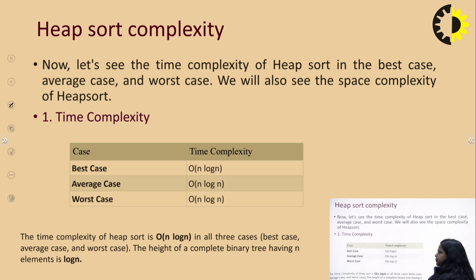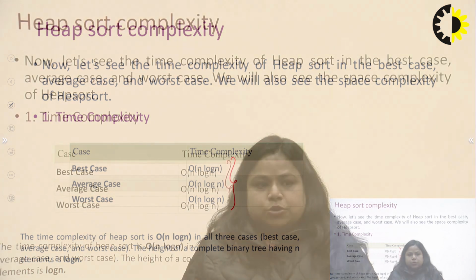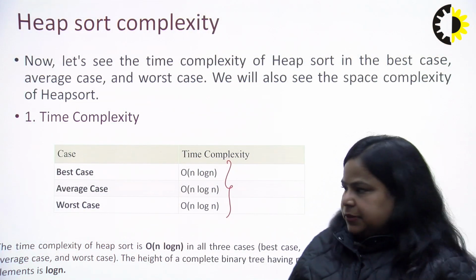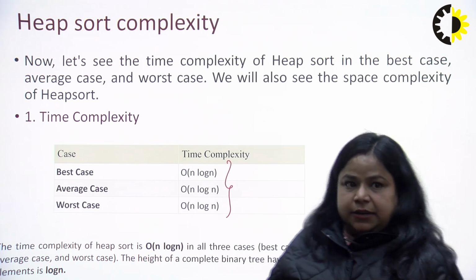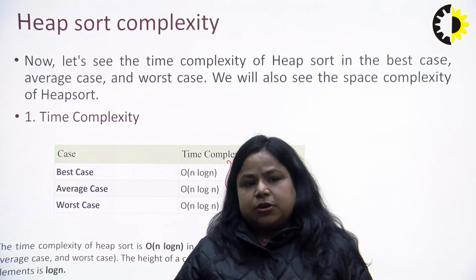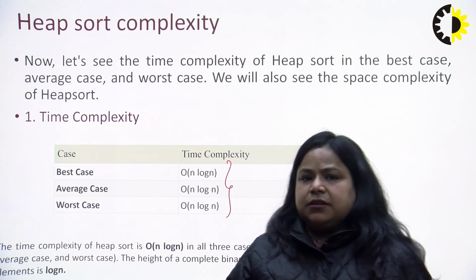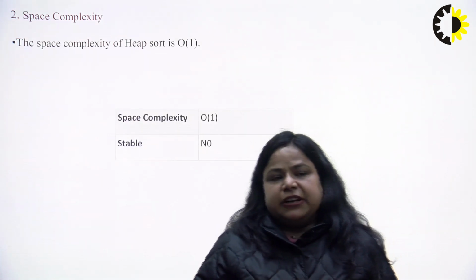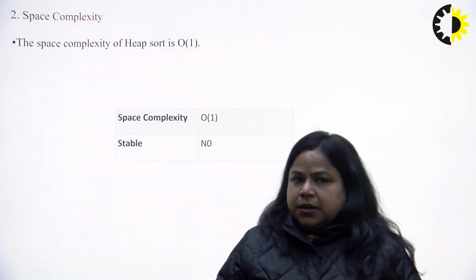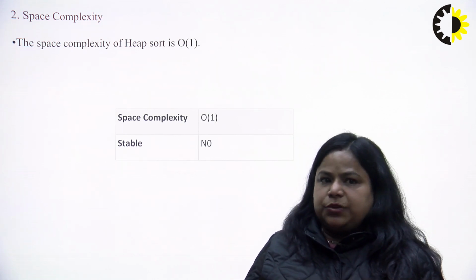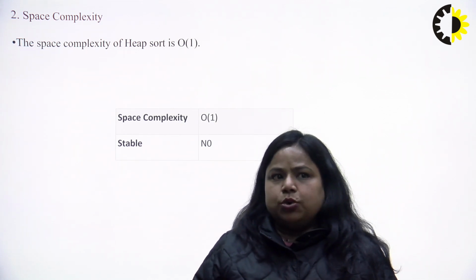Either I am talking about best, average or worst case, in all the cases the complexity of the heap sort is n log n. So the height of the binary tree depends upon how many elements are there, means depending upon n. So its complexity in all the 3 cases is n log n. Fine. When I am talking about the space complexity, because it is not a stable algorithm, so we can say its space complexity is only 1.